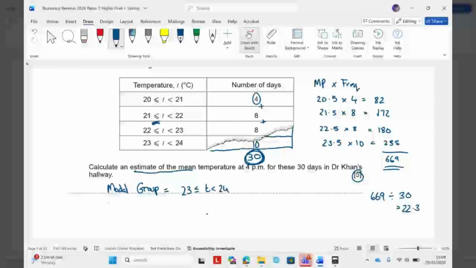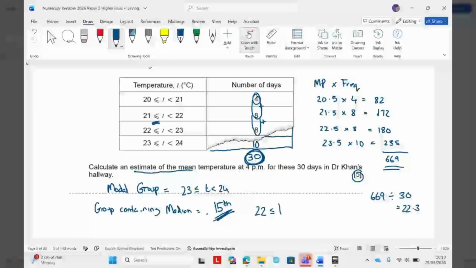And then finally, the group containing the median. This is a bit harder. So there were 30 days. The median day is the 15th. So what this question is asking you is, which group contains the 15th day? Which group has got the middle day in it? So if we start with the 4 and add 8, we're up to 12. So there are 12 days in there in total. When we add the next 8 on, we go from 12 up to 20. So that group contains the 15th person.